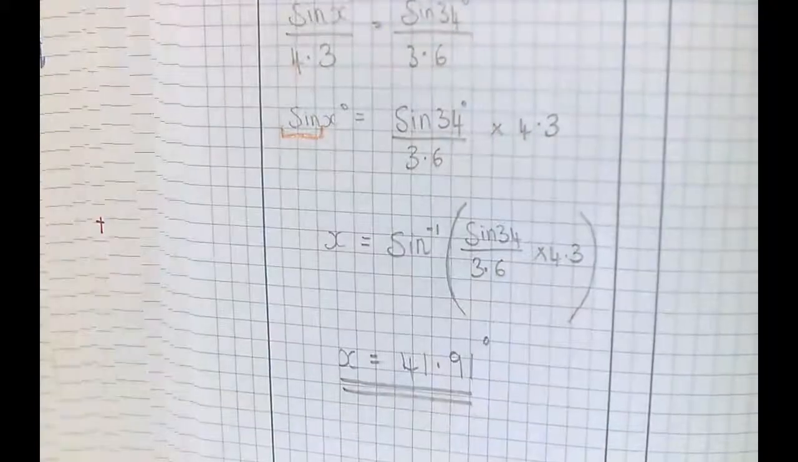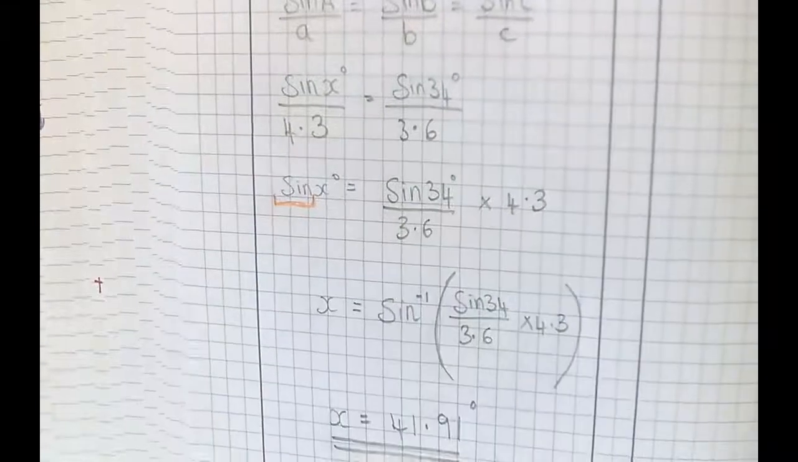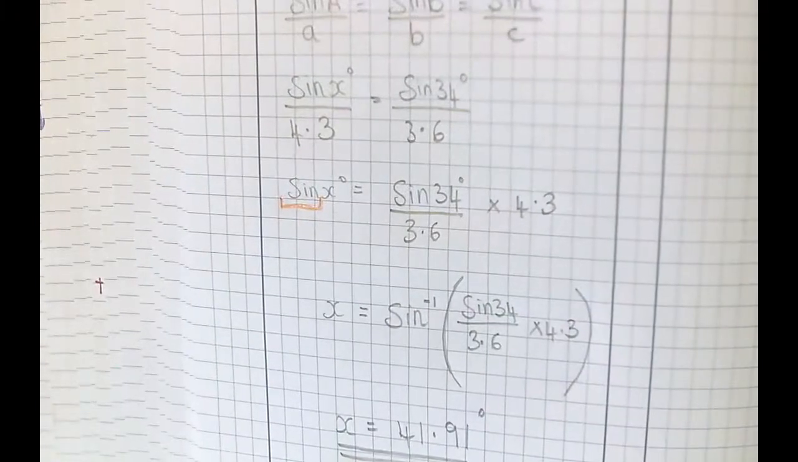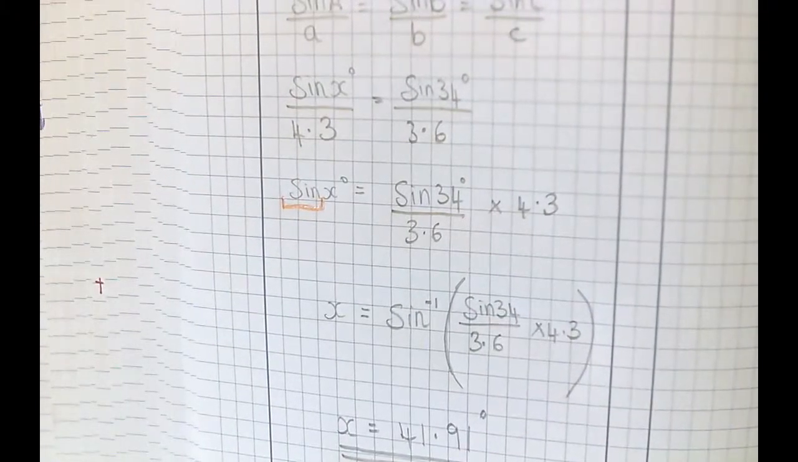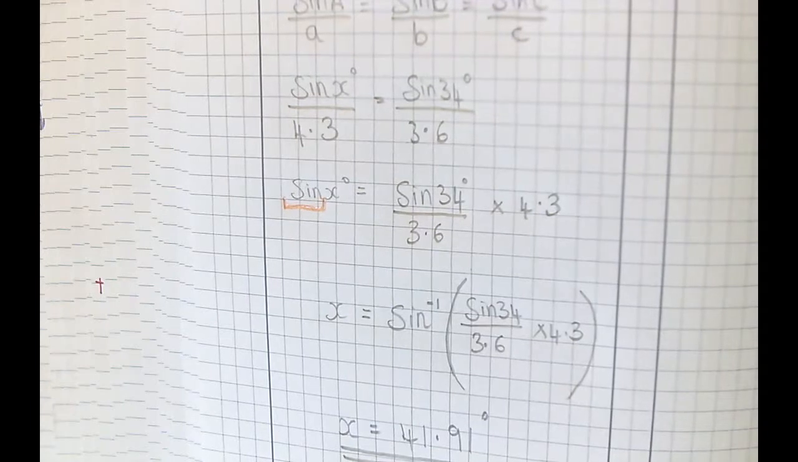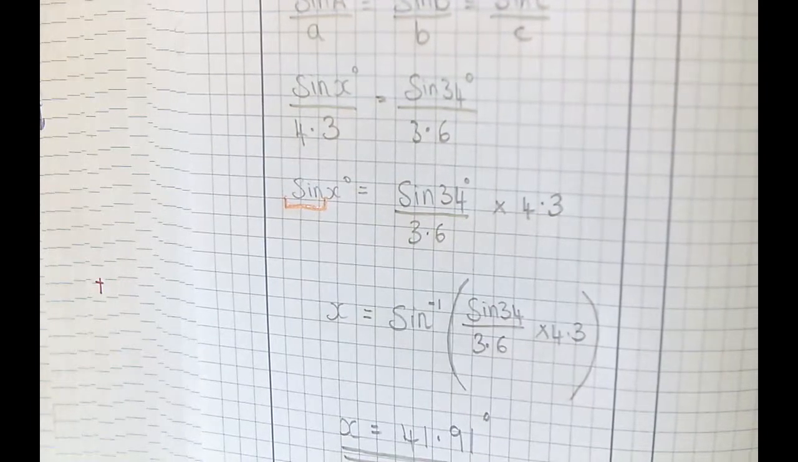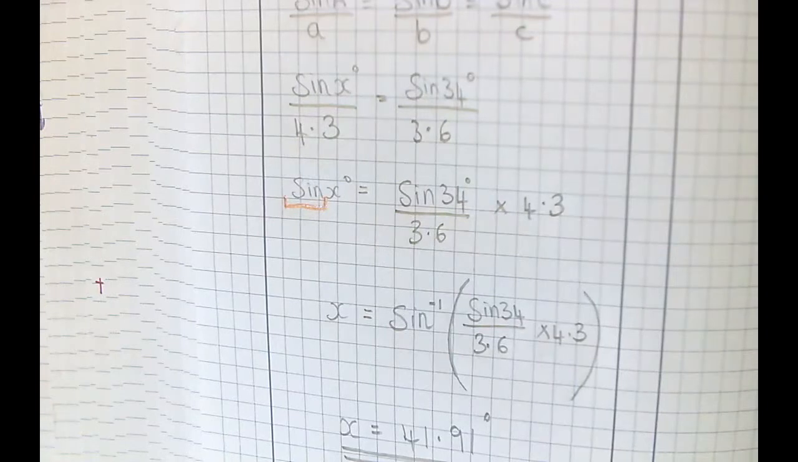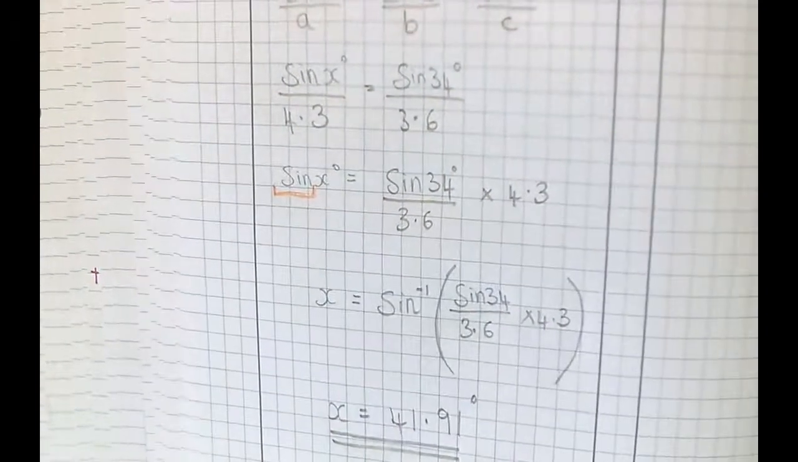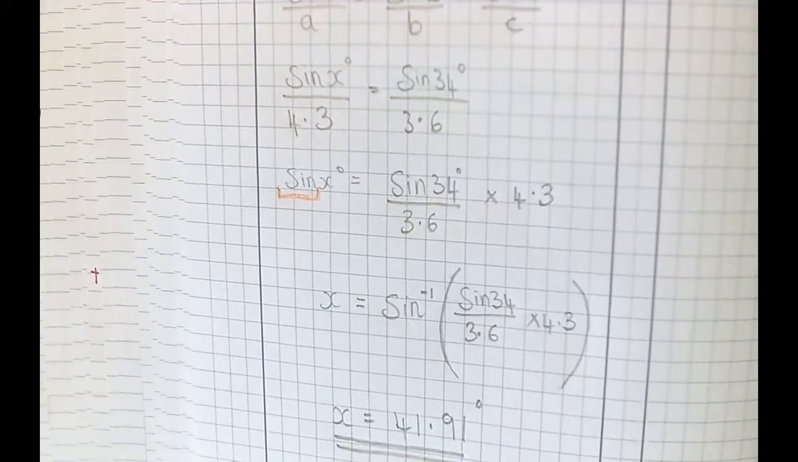So that is how you answer a question using the sine rule to find a missing angle. It is going to be the exact same steps in every question, just that your numbers will be different. But once you've practiced enough questions, you will feel confident in this method, because like I said, it is the same thing.